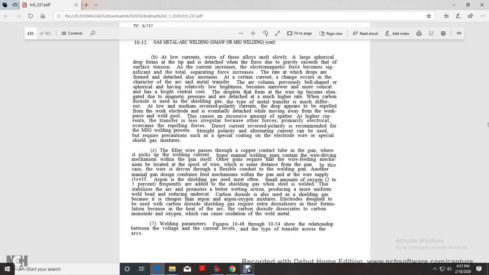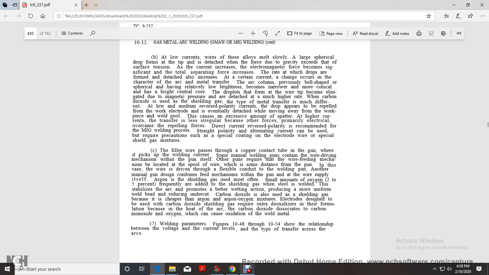At low currents of the wire with these alloys, the metal slowly forms a large cylindrical drop at the tip, which detaches when the force due to gravity exceeds the surface tension. As current increases, the electromagnetic force becomes significant, the total separation force increases, and the rate at which the drops form and detach also increases at a certain current.